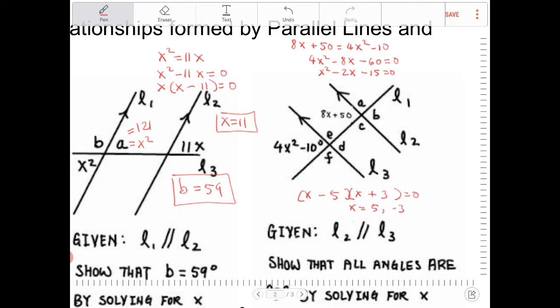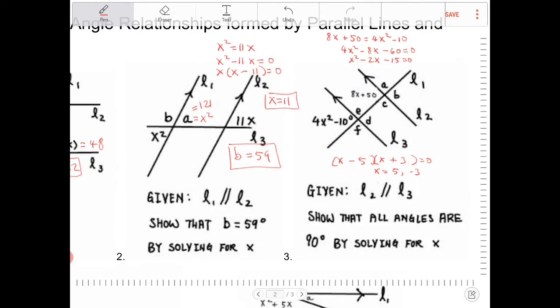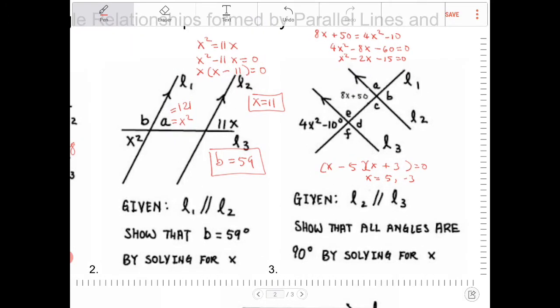So we want to show that all the angles are equal to 90 degrees. For what values of x would make that so? It would have to be x equal to 5. Because if x were to equal negative 3, then this one right here, 8 times negative 3 plus 50, will not equal 90, right? x has to equal 5 in order for that to equal 90. So if that is 90, therefore 4x squared minus 10 will also equal 90, because 4 times 5 squared is 100. 100 minus 10 is, in fact, 90.